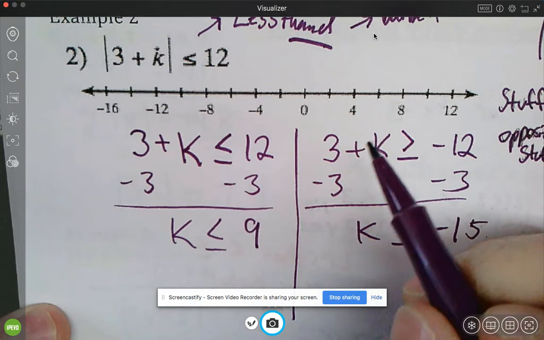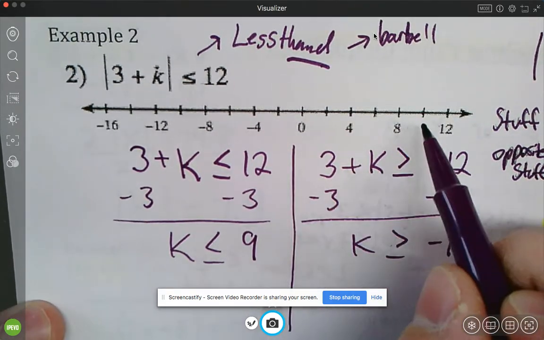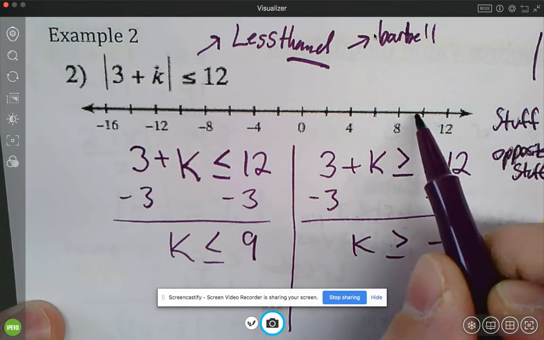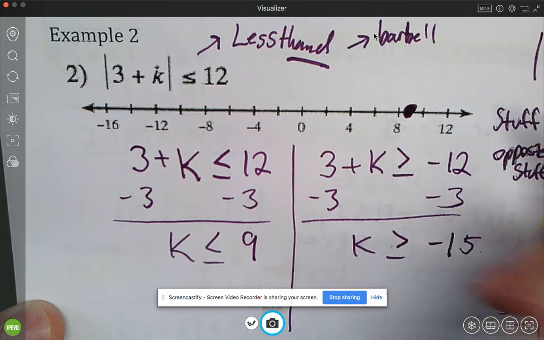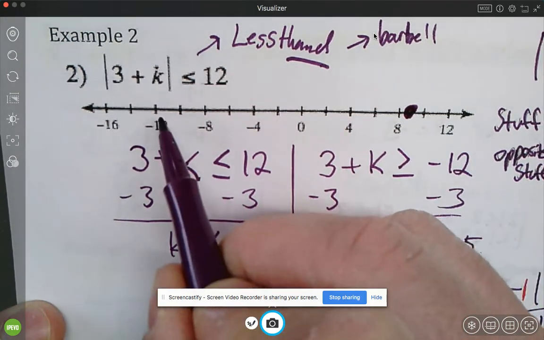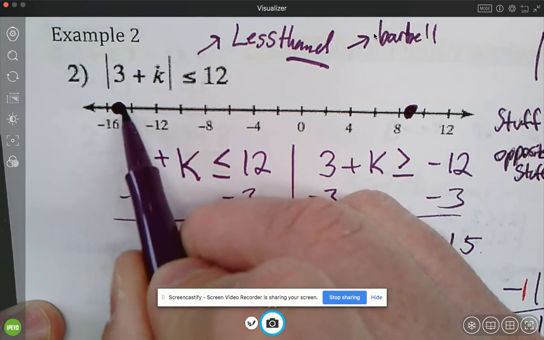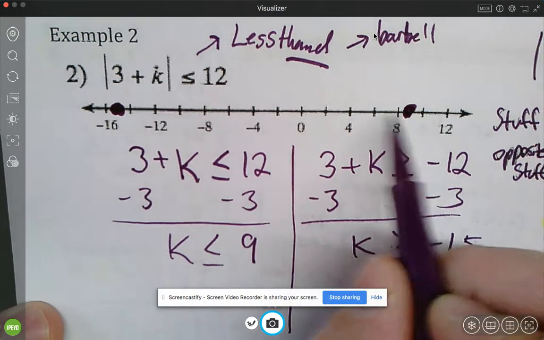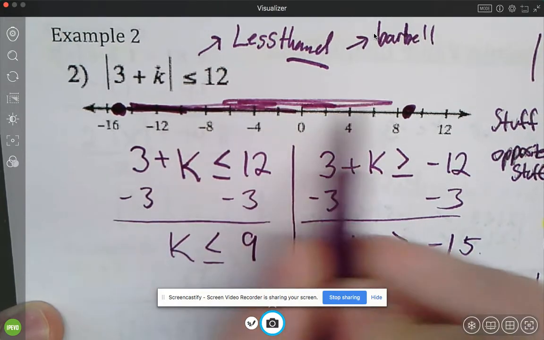So now I want to put that on my solution graph here. It should give us that barbell. So we're going to go to 9, which is 4, 6, 8, 10. So 9 would be right here, close dot. Negative 15, this would be negative 14, negative 15's here, close dot. And then follow the way it goes. That's less than, that's greater than, so it does give us that barbell.